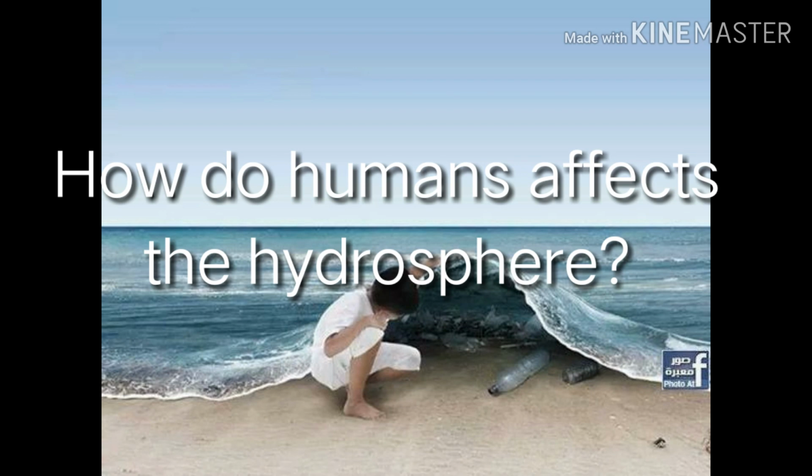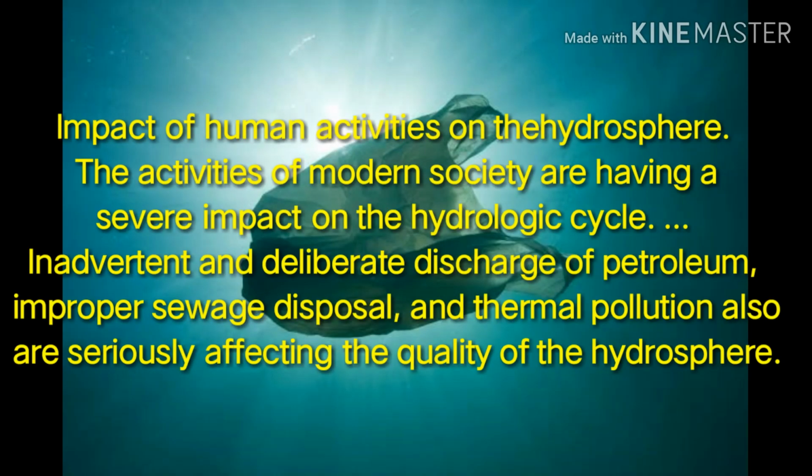How do humans affect the hydrosphere? Impact of human activities on the hydrosphere. The activities of modern society are having a severe impact on the hydrologic cycle. Inadvertent and deliberate discharge of petroleum, improper sewage disposal, and thermal pollution also are seriously affecting the quality of the hydrosphere.